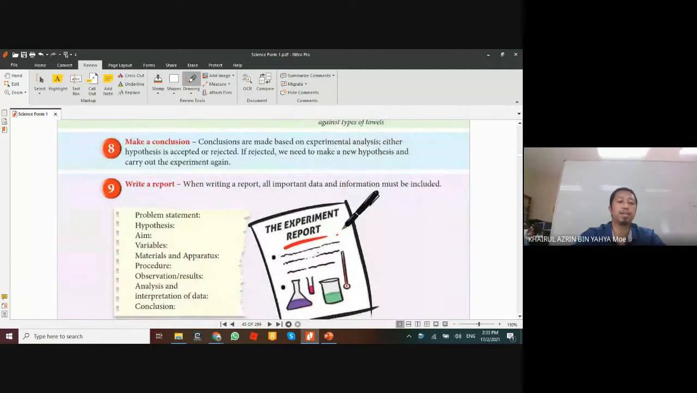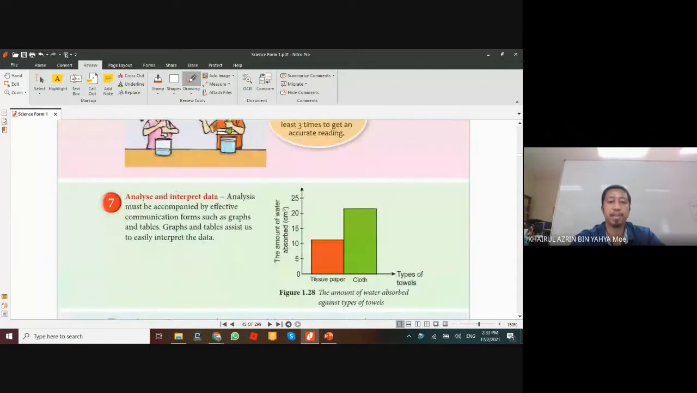Number 8, make a conclusion. Conclusions are made based on experimental analysis. Either the hypothesis is accepted or rejected. If rejected, you need to make a new hypothesis and carry out the experiment again. So this is the conclusion.